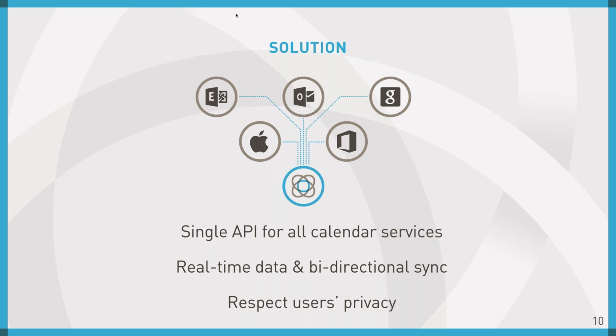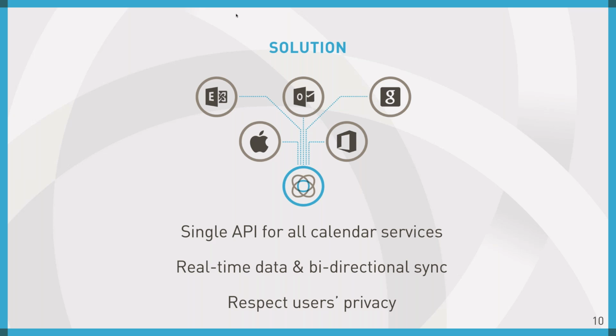And then we provide real-time data and a bi-directional sync. That is, when a change happens on your calendar, the HR system is notified as well, and that's vice versa. When there's a change in the HR system, your calendar is notified. So that's the synchronization problem solved as well.